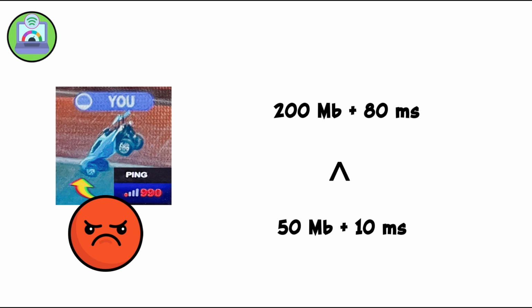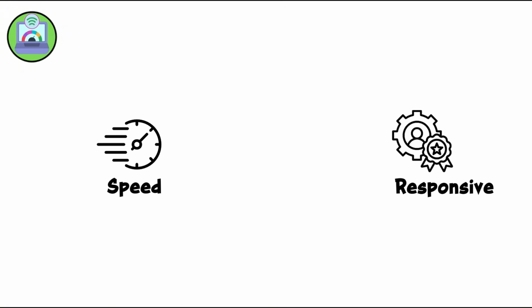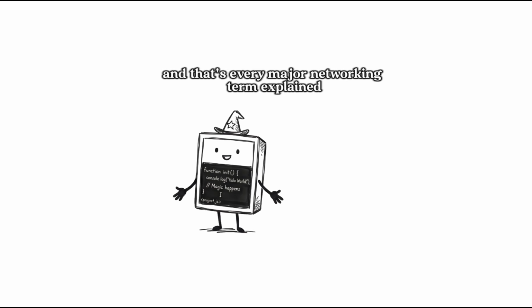This is why gamers obsess over ping. A 200 megabit connection with 80 millisecond latency will feel worse for online gaming than a 50 megabit connection with 10 millisecond latency. Speed and responsiveness are different things, and most internet providers only advertise the one that sounds more impressive. And that's every major networking term explained.